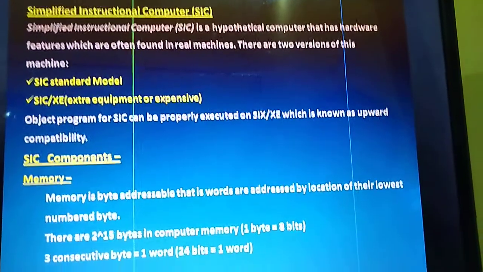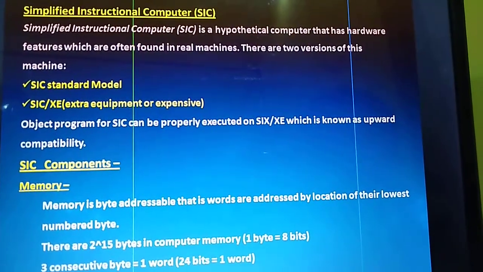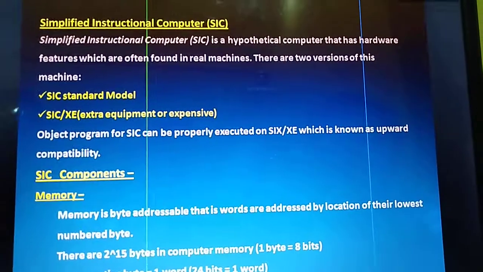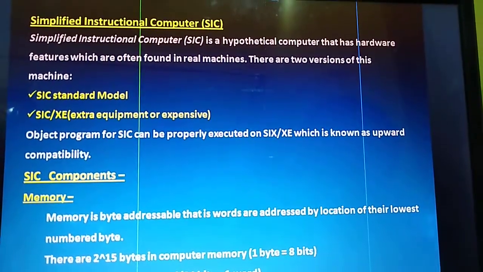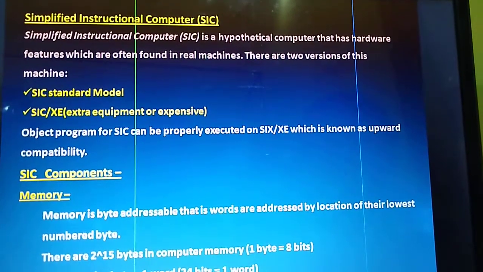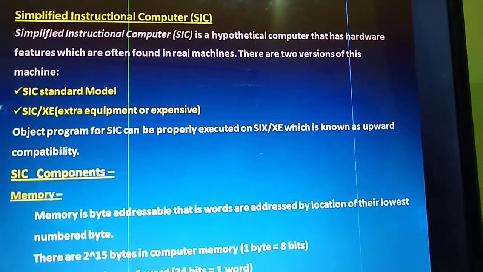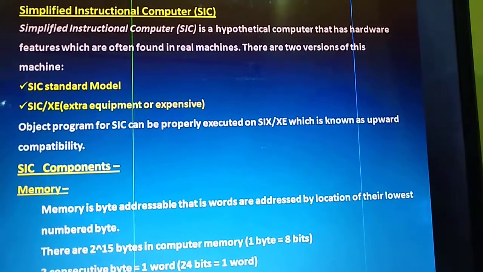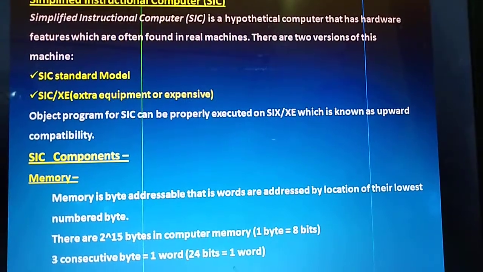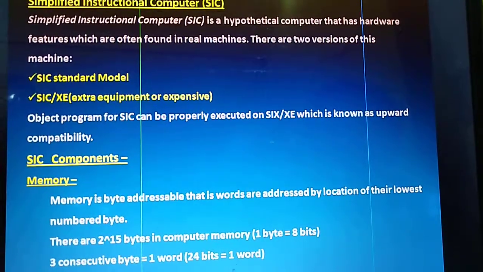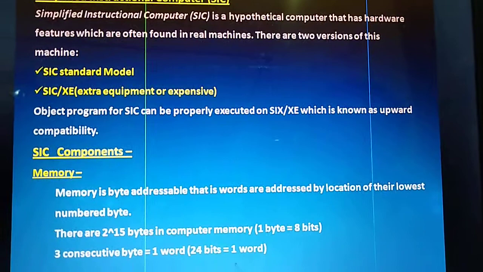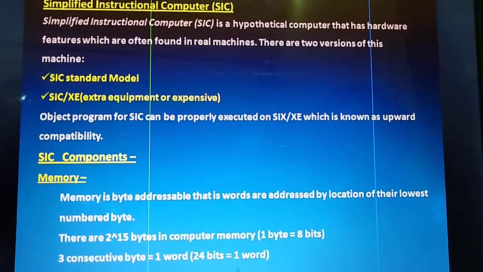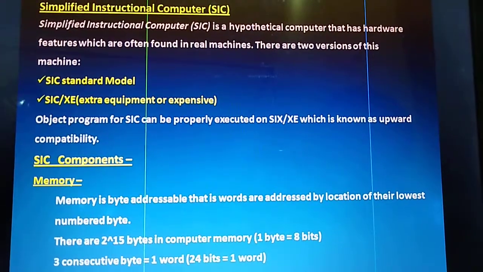Now, the simplified instructional computer. It is a hypothetical computer that has hardware features which are often found in real machines. And there are two versions of this SIC, simplified instructional computer. That is the SIC standard model, and SIC/XE, which means SIC standard model extra equipment or expensive.